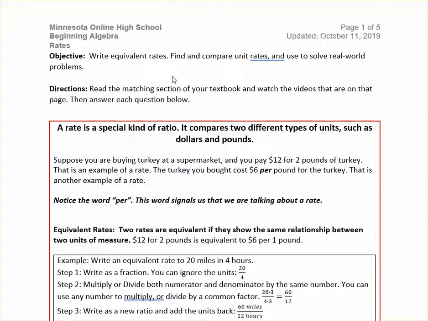In this video, we are going to continue our unit on ratios, rates, and proportions with a worksheet about rates. So today we will write equivalent rates, find and compare unit rates, and we'll use rates to solve real-world problems.